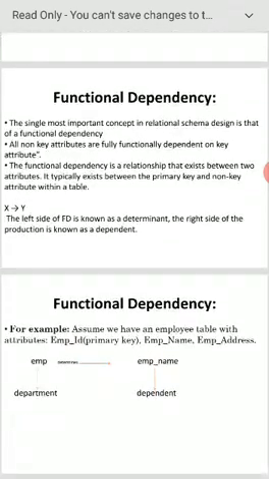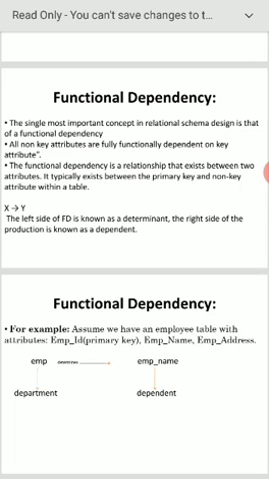Next, you will pass on to functional dependency. What does it mean? All non-key attributes are fully functionally dependent on key attributes. Here, attributes are dependent on key attributes. That means functional dependency is a relationship that exists between two attributes. Typically, we can say it exists between the primary key and non-key attributes within a table.